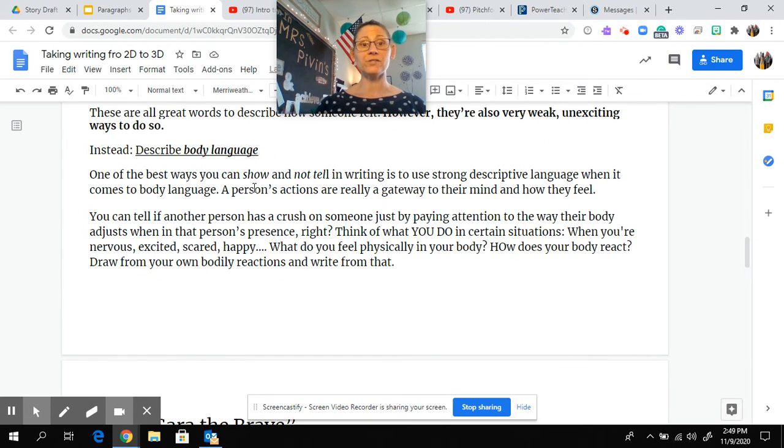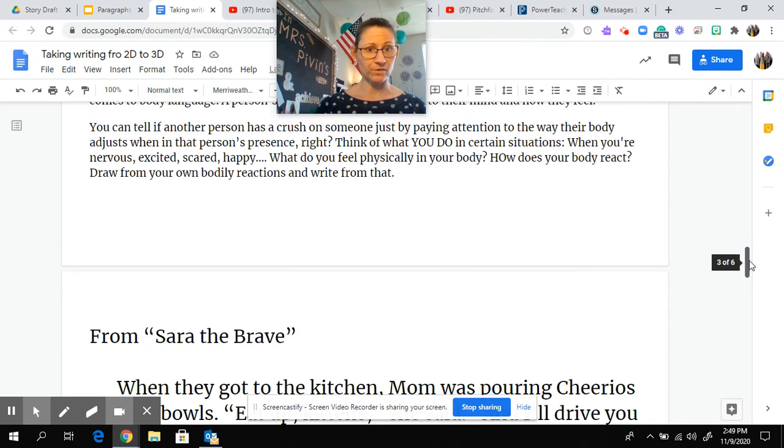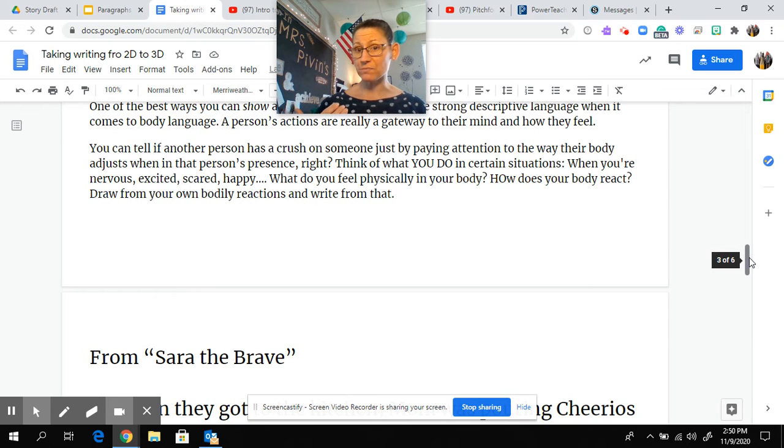One of the best ways you can show and not tell in writing is to use strong descriptive language when it comes to bodies. A person's actions are really a gateway to their mind and how they feel. You can tell a person has a crush on someone just by paying attention to the way their body adjusts when the person walks in the room. Think of what you do in certain situations when you're nervous, excited, scared, happy. We've all heard the term butterflies in my stomach. When you've got butterflies, you're nervous. It means your stomach is kind of churning a little bit.